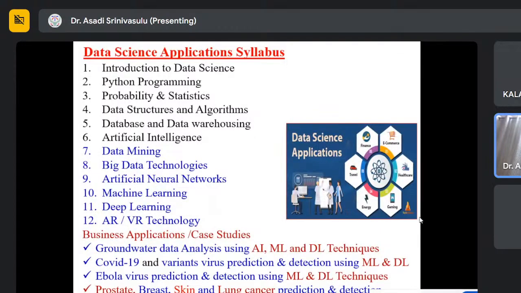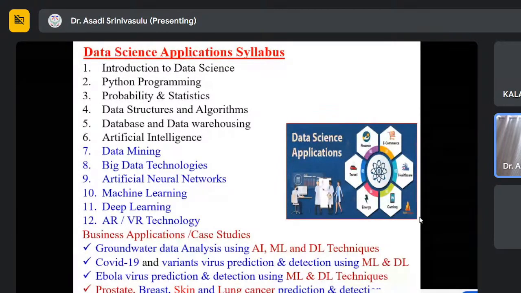I'm going to demonstrate them. Then deep learning: learning from observational data in a deep manner by applying various input and hidden layers, using convolutional neural networks, recurrent neural networks, and long short-term memory techniques. There are various frameworks we use in deep learning, like TensorFlow, Keras, PyTorch, Matplotlib, Theano, scikit-learn, NumPy, Pandas, Pillow, etc.